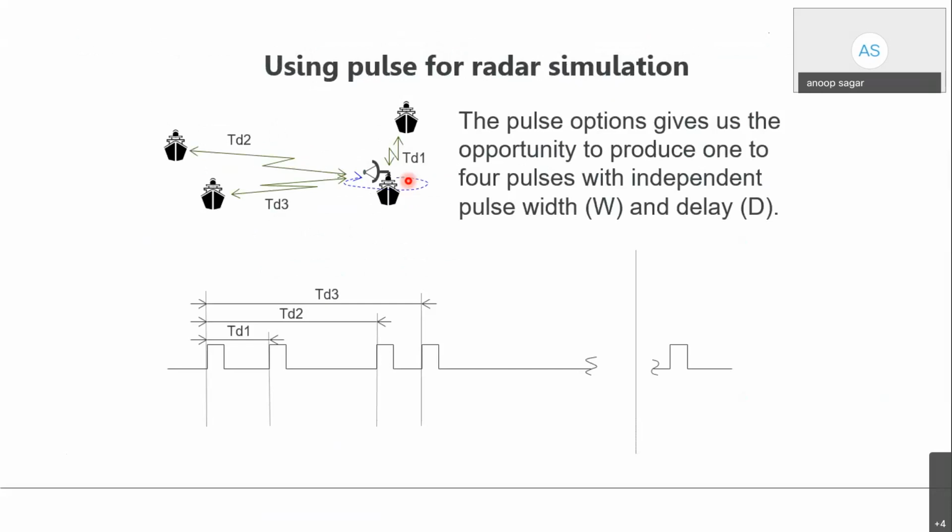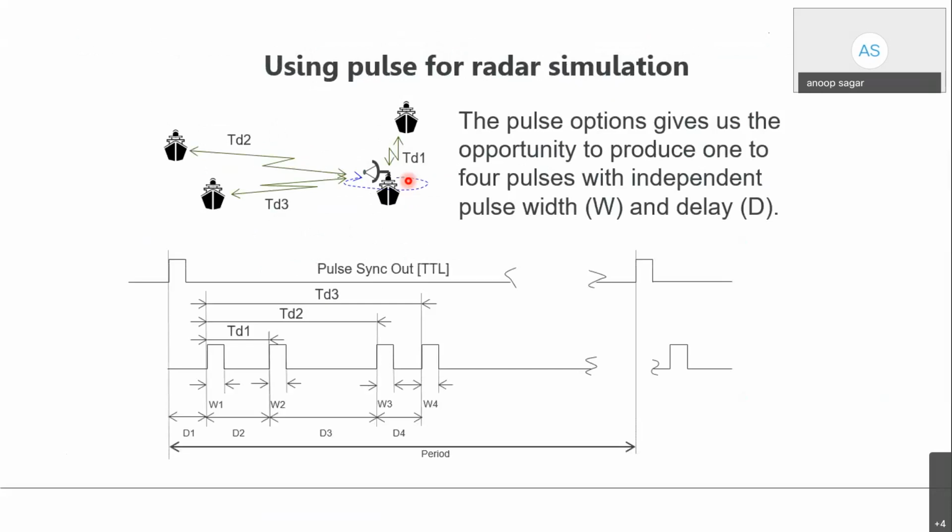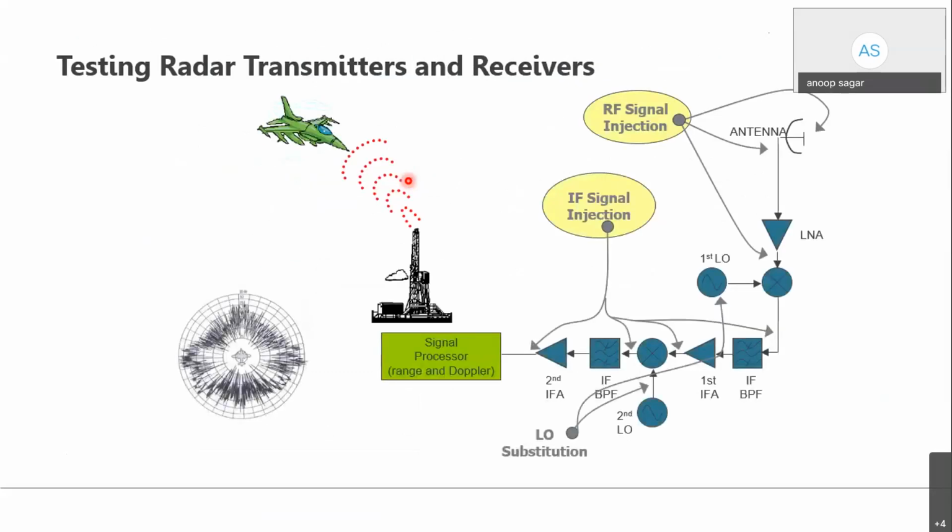So, using pulse for radar simulation, you can produce a pulse signal with the help of a signal generator in 1 to 4 pulses with independent pulse width and independent delay. This will help you replicate radar simulation or emulation. Another application is testing of TR modules in radar applications. If you want to generate an RF signal or an IF signal, you can generate it with the help of a signal generator, feed it to your TR module, and check the response.